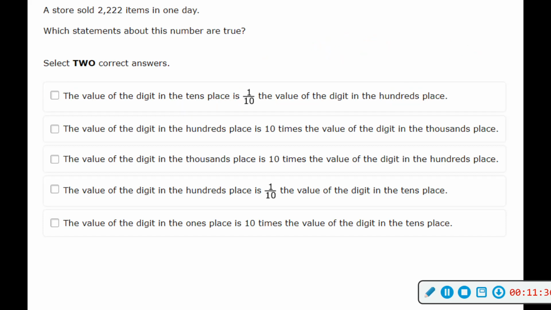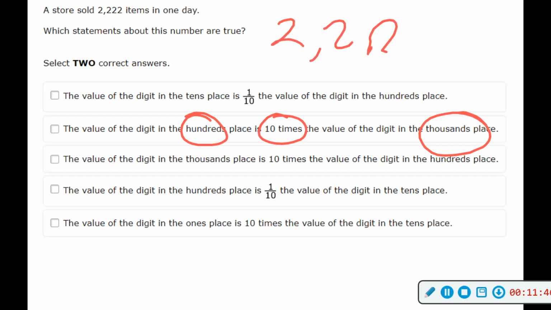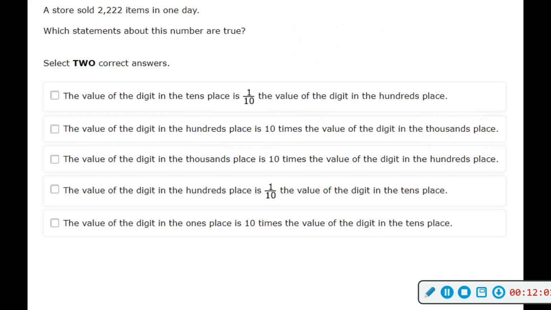The value of the digit in the hundreds place is 10 times the value of the digit in the thousands place. If we look at this number, do I see that the hundreds place is 10 times greater than the thousands place? We would say no, because the hundreds place should be 1/10. So that one is wrong, while this one is right. The value of the digit in the thousands place is 10 times, meaning greater, than the value of the hundreds place.